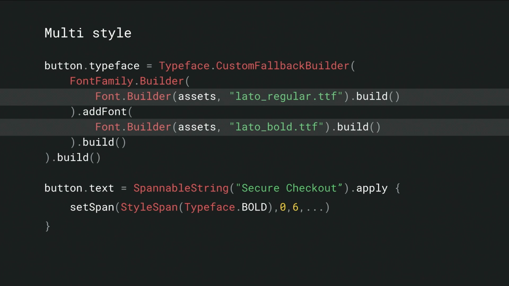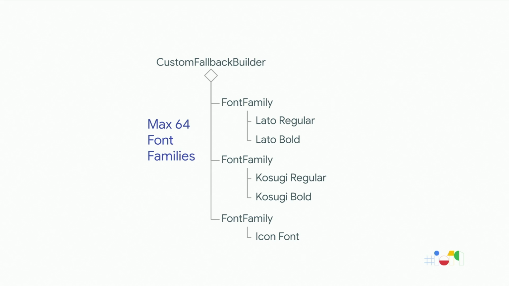When you have multiple styles for a font family, you can add them into the same font family object. And whenever you set the text view to use bold style or mark a portion of the text to be bold using spans, the system will choose the correct bold font from the given configuration. When creating a typeface using this builder, you can add up to 64 font families.